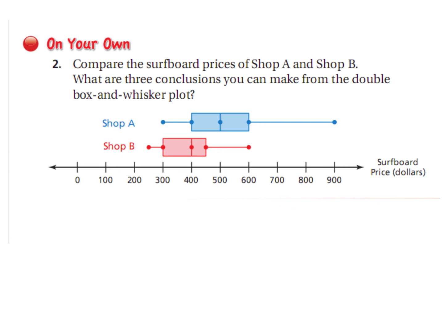This one says, what conclusions can you make from the double box and whisker plot? So we're basically selling surfboards. We have shop A and shop B. And the things that we can conclude, I look at shop A, and their lowest one is 300 and their highest one is 900, which is more expensive than shop B. So I can say they're more expensive. Their median is also higher as well.